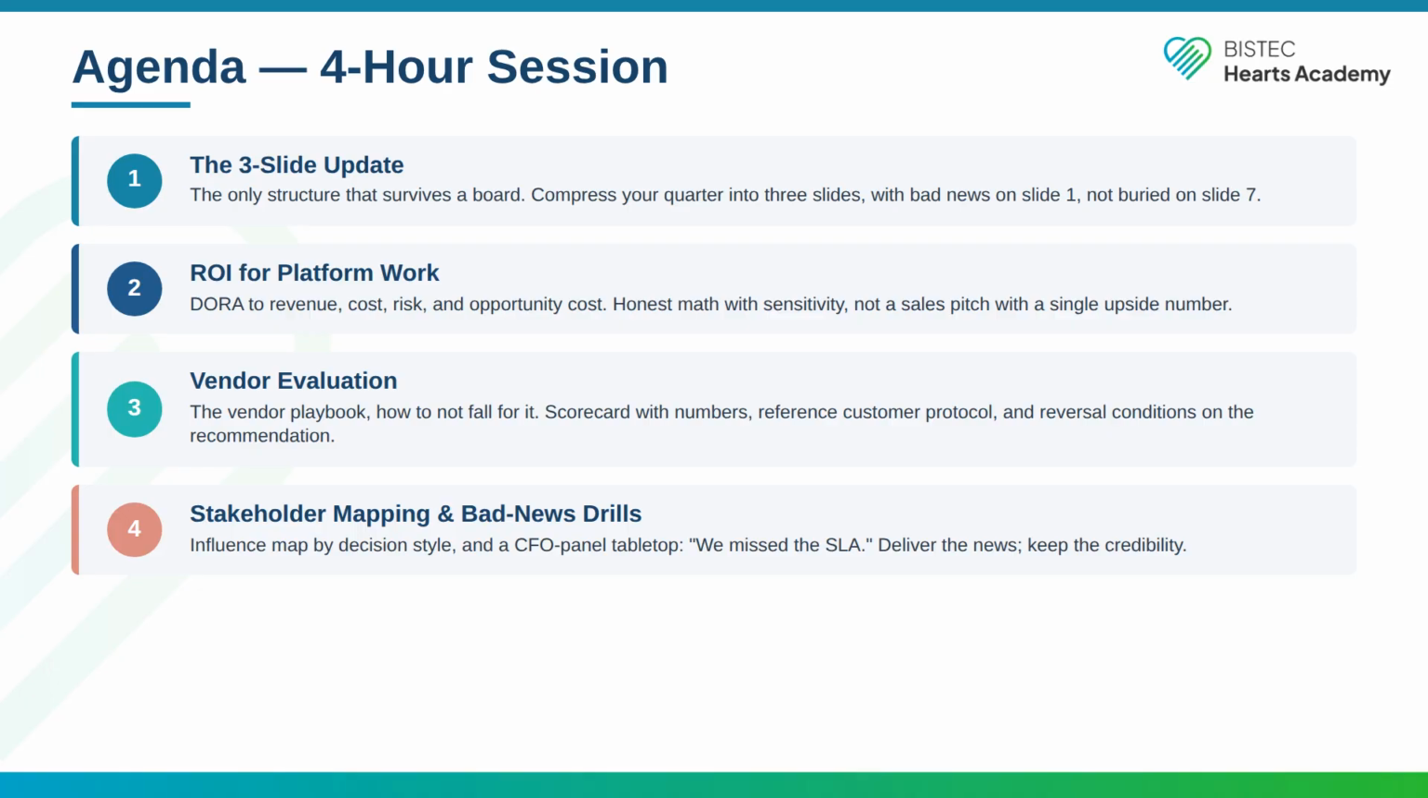Hour 4 is stakeholder mapping and bad news drills. The 2x2 map by influence and interest, influence strategies by decision style, and a CFO panel tabletop. We missed the SLA. Deliver the news. Keep the credibility. The deliverable is the map and 3 named influence strategies.